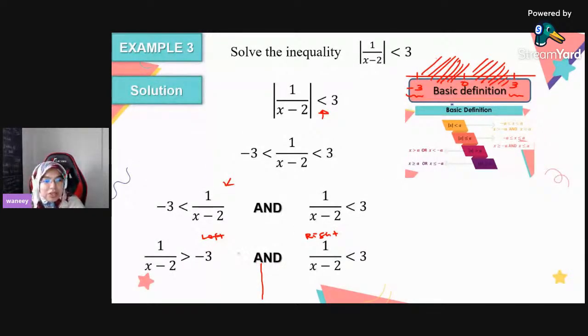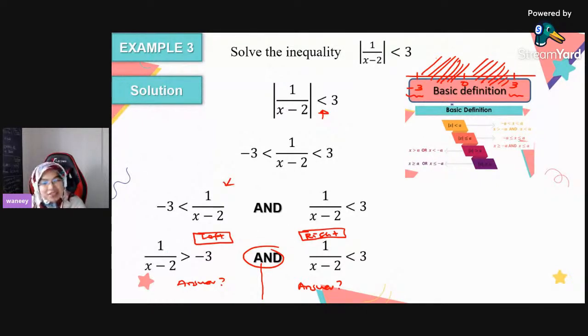Okay, so what we are going to do now is solve the left hand side until I know what is the answer on my left hand side. And then after that, I'm going to proceed with the right hand side, and solve them until I get the answer on my right hand side. After that, we are going to combine these two answers by using intersection. Okay, so that is the main idea, of course.